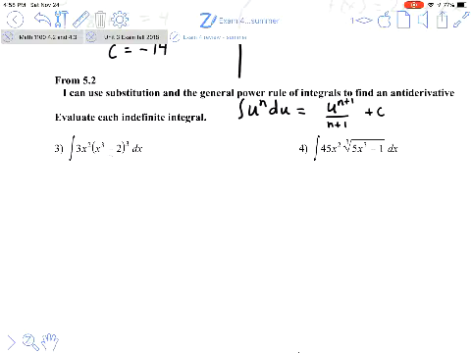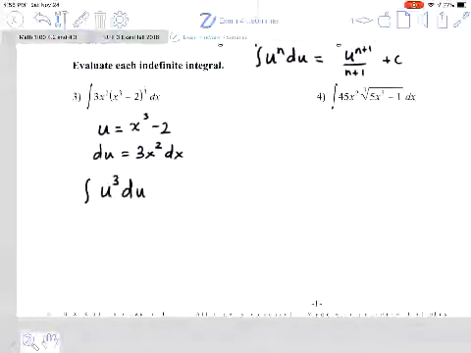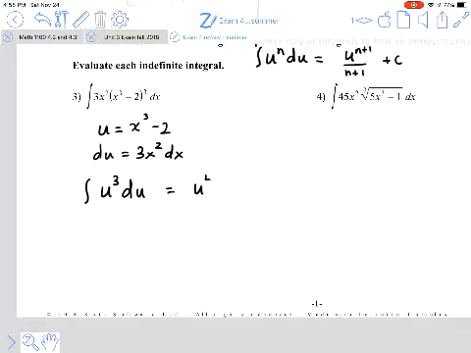So I'm looking at right here an inside function. So we could say that u is equal to x cubed minus 2. Then if we take the derivative, that's 3x squared dx. And we've got the 3x squared and the dx. So that antiderivative can turn into, instead of x cubed minus 2 to the third power, it's u to the third du. And the antiderivative of u to the third is u to the fourth over 4. So now we can undo the substitution for u and call it x to the third minus 2 to the fourth power all over 4 plus c.